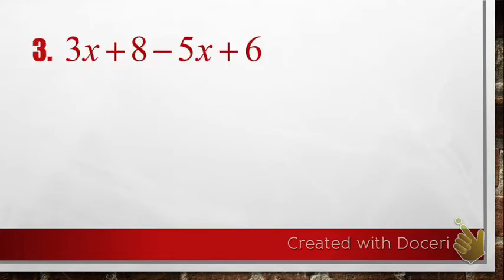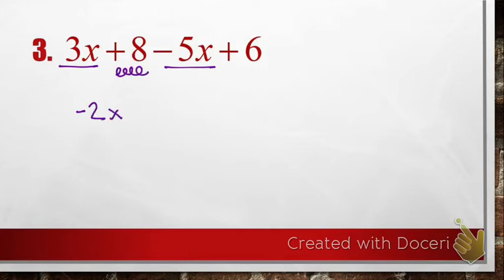Okay, we're going to go to number 3. For number 3, I want to combine like terms. What that means is if I have 3x, I can only combine it with other x's by themselves. So if I do 3x and 5x, I subtract the 2 and I get negative 2x.